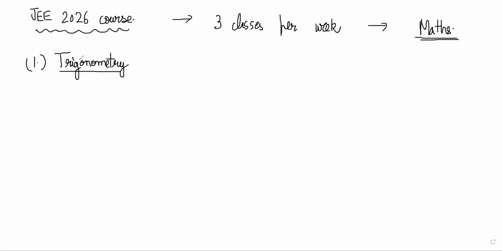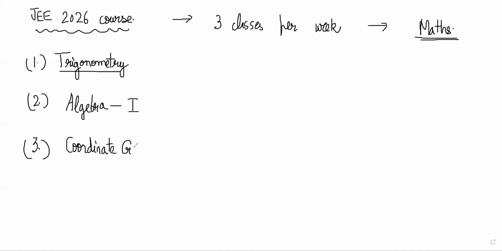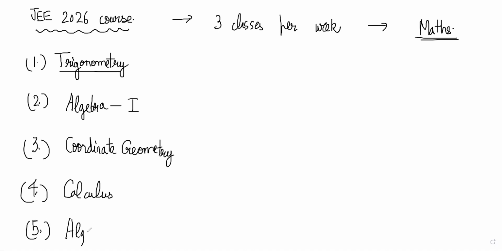So we are going to start with trigonometry. The second topic that we'll do is algebra, like parts of it, algebra 1. And after that, we'll go to coordinate geometry. This is the sequence of topics: coordinate geometry, then calculus, and then algebra 2. And there are some more things after that, but right now you don't need to worry about it.